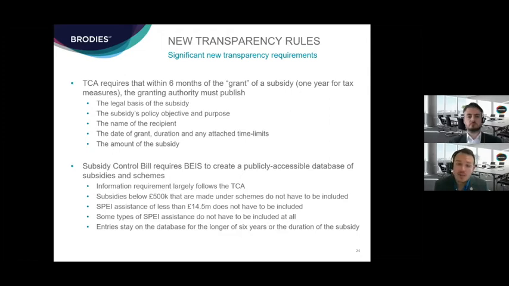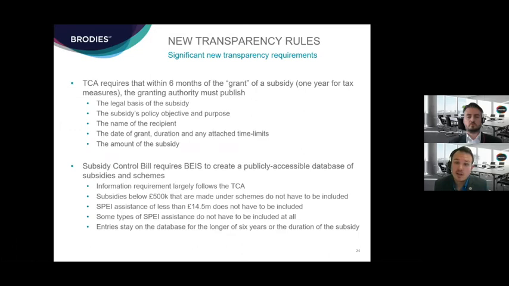Now, happily, the Subsidy Control Bill requires BEIS to create a single publicly accessible database for all UK subsidies and schemes, which essentially lifts the obligation from each individual authority, which it has under the TCA, to find a route to publicising this information required by the TCA itself. So BEIS is essentially saying, report to us and we'll do the central database, the central recording and reporting of these things. So the information requirement under that provision largely follows what the TCA sets out.